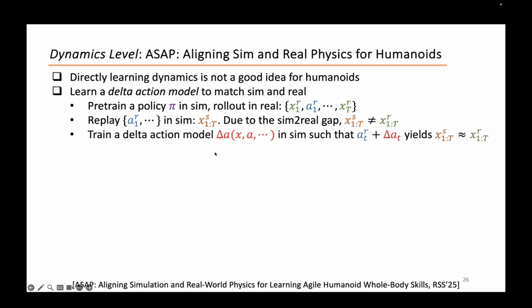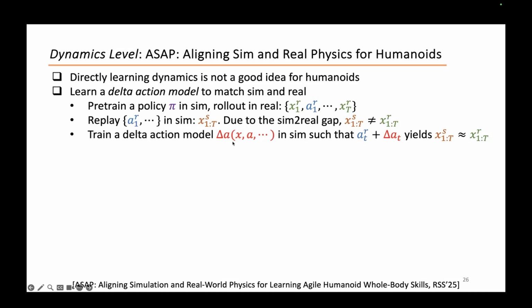And then what we do is we train a delta action model, delta A, as a function of the current state and the current action. This is like a neural network. This is a closed-loop function. It's not a sequence, it's a function. We learn the delta A function such that, in simulation, if you augment the original action from the real world by delta A, the resulting trajectory in simulation is close to the trajectory in the real world. In other words, we're trying to learn a residual action model that bridges the gap between simulator dynamics and the real world dynamics.